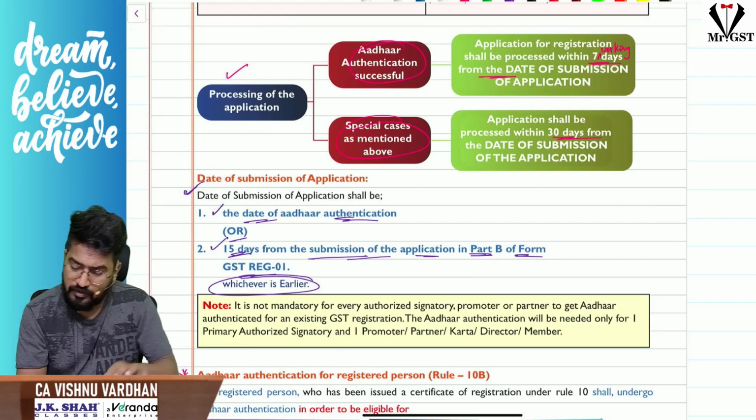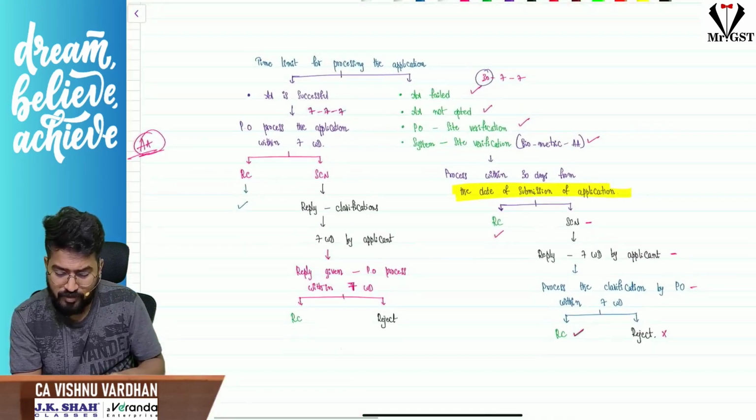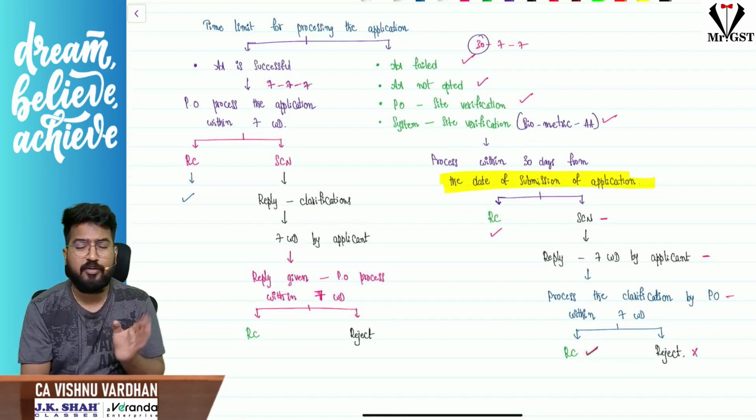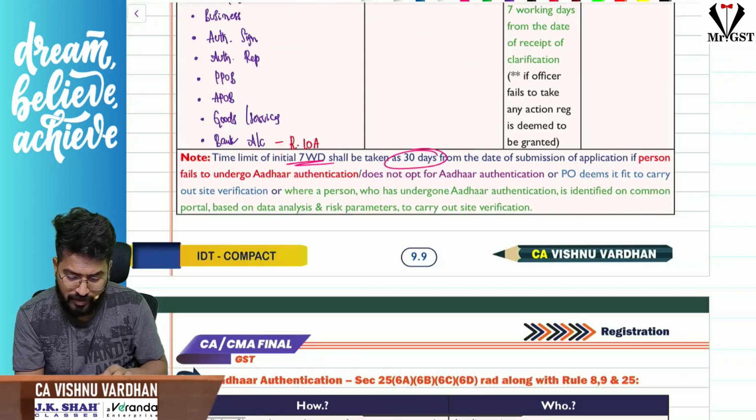Next. So we are done with this. What if Aadhaar authentication happens and what if Aadhaar authentication is not happening? That the time limit of processing all these things will differ, that we have understood. Now coming to the next point.